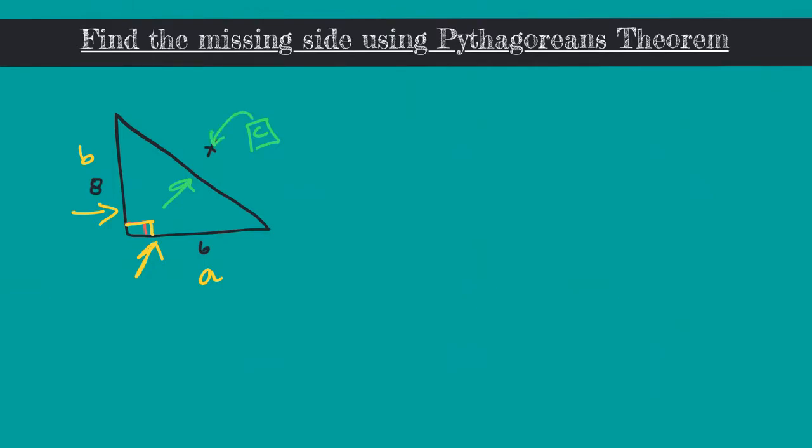With that being said, let's go ahead and write out the theorem. A squared plus B squared is equal to C squared. In other words, the sum of the squares of the two legs is equal to the square of the third side, or the hypotenuse. We can now substitute into our equation. A is 6, and that has to be squared, plus B, which is 8, and we have to square that as well, is equal to C squared, and our C is represented by the letter X. So we have X squared.